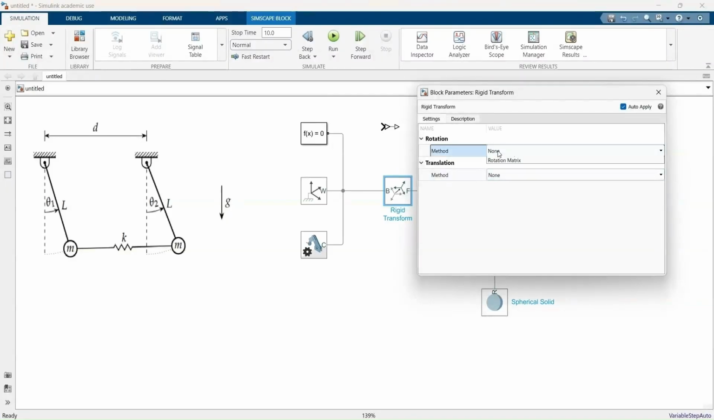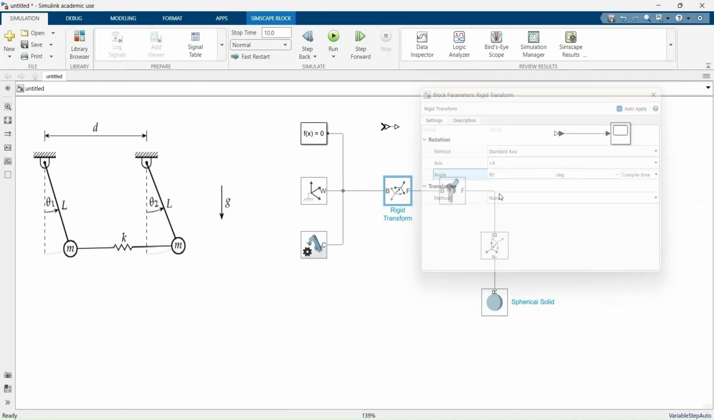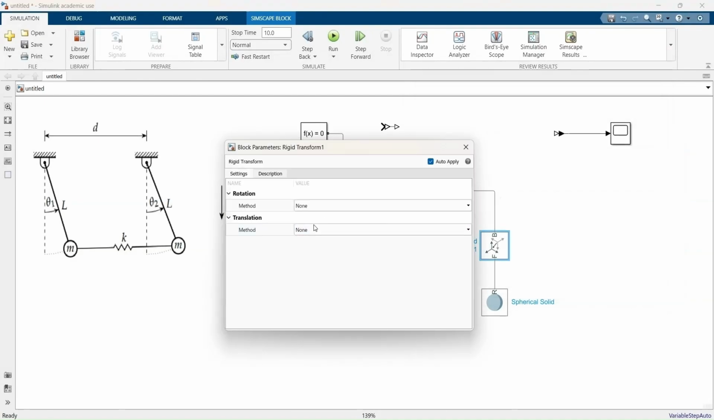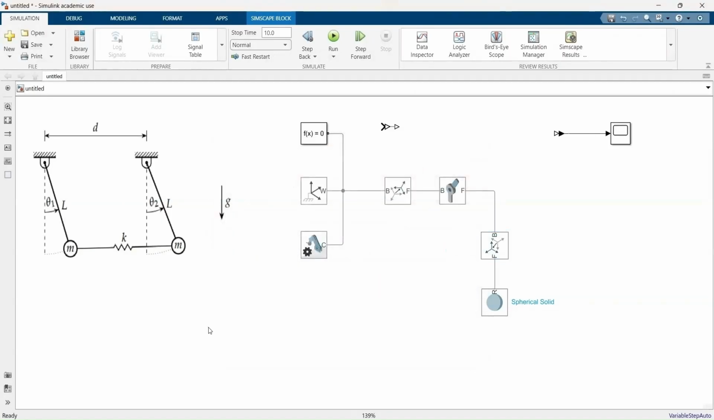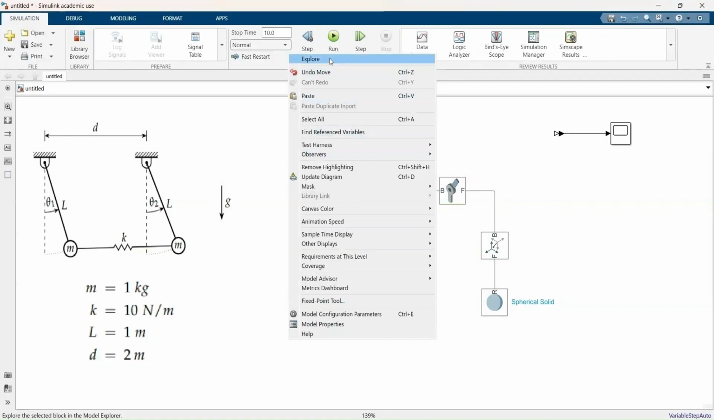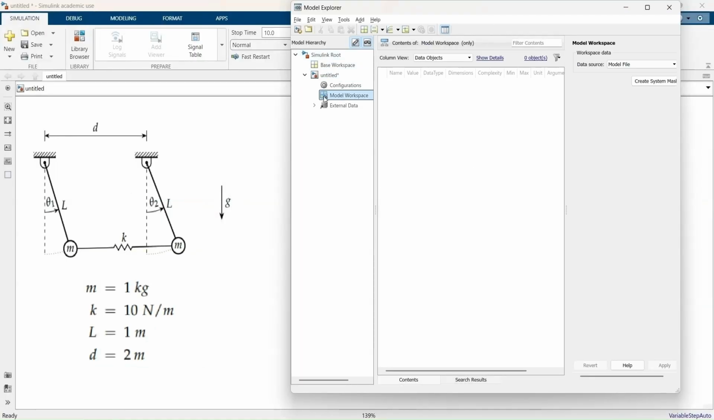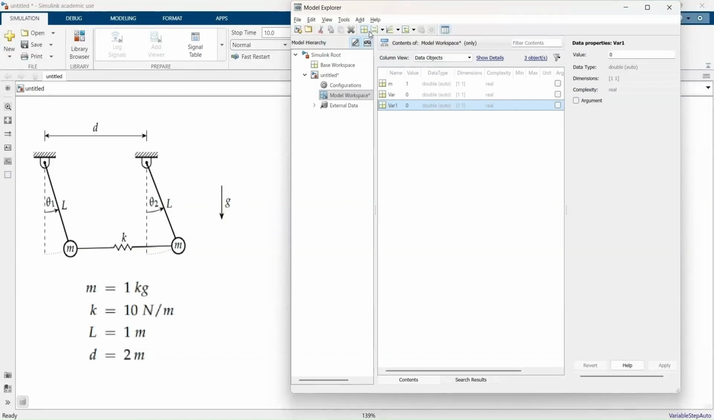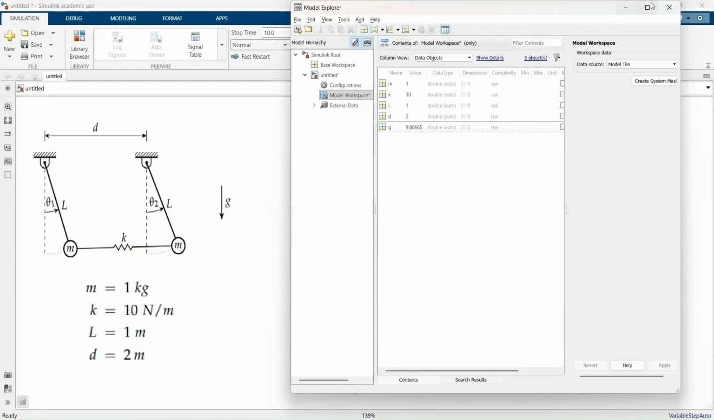I'll rotate this frame by 90 degrees about the x-axis. In this transformation block, select cylindrical. This will shift the coordinate about the pivot to define the pendulum length. In this video, I'll use these parameters, and I'll set the variables in the model workspace.